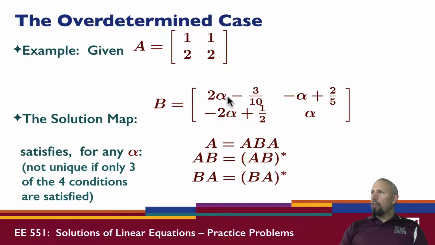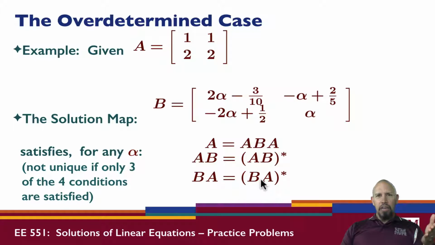And I've chosen the beta so that this matrix B satisfies these three equations. A is equal to ABA. The quantity AB is self-adjoint. The quantity BA is self-adjoint. Those are three of the four defining properties of the pseudo-inverse. And so for any alpha, I can satisfy these three.